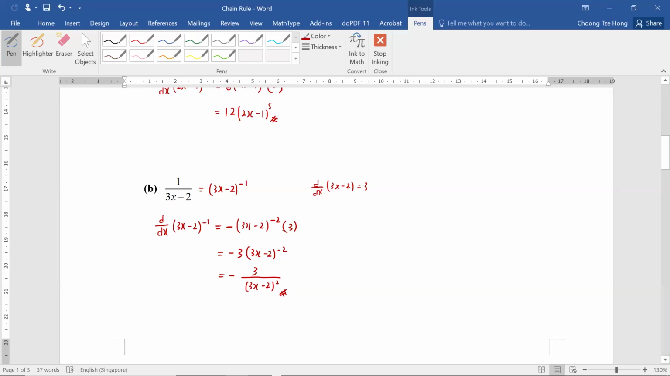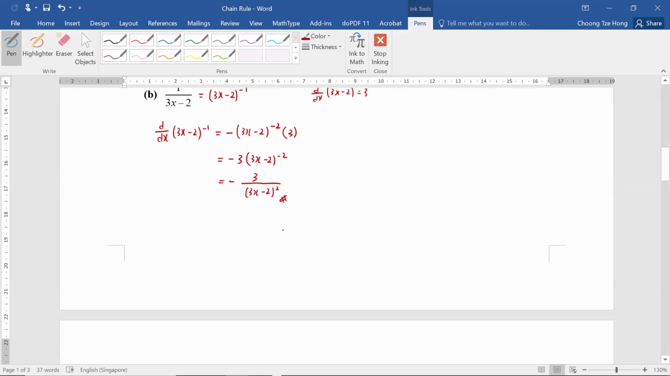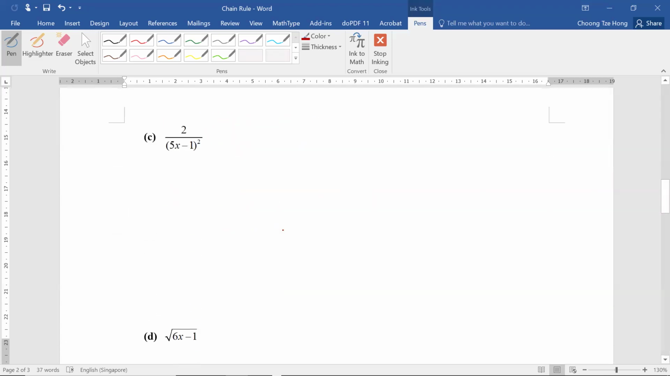I hope at this point in time you're starting to get the hang of it. Let's now look at the next question. Same thing, prepare it into a form suitable for differentiation. So you get 2(5x minus 1) to the power of negative 2. Let's differentiate this. So 2 here, and let's put a square bracket for this.